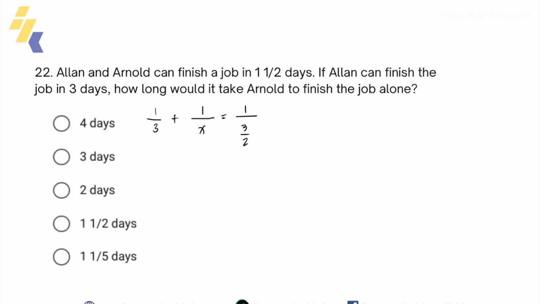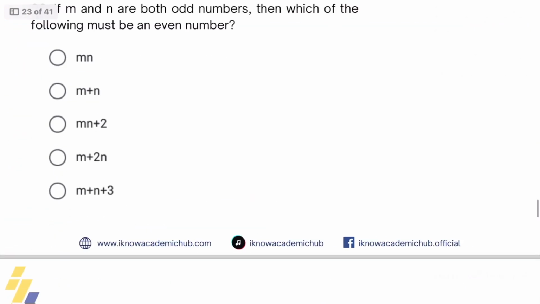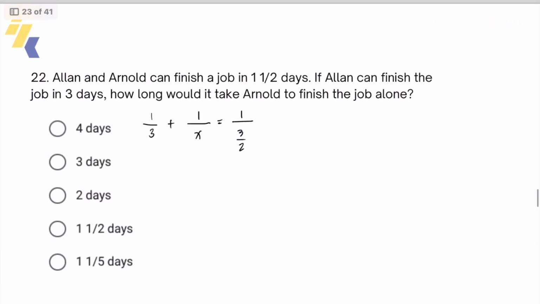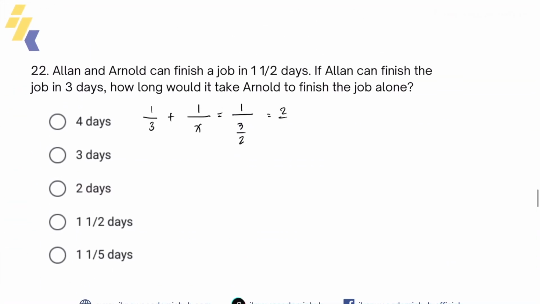So we have to manipulate. Yung 1/(3/2), that's just equal to 2/3. Okay? And 1/x is equal to 2/3 minus 1/3 or equal to 1/3. Okay? So x is equal to 3 days. Meaning to say, Arnold will finish the job in 3 days. This is the answer.